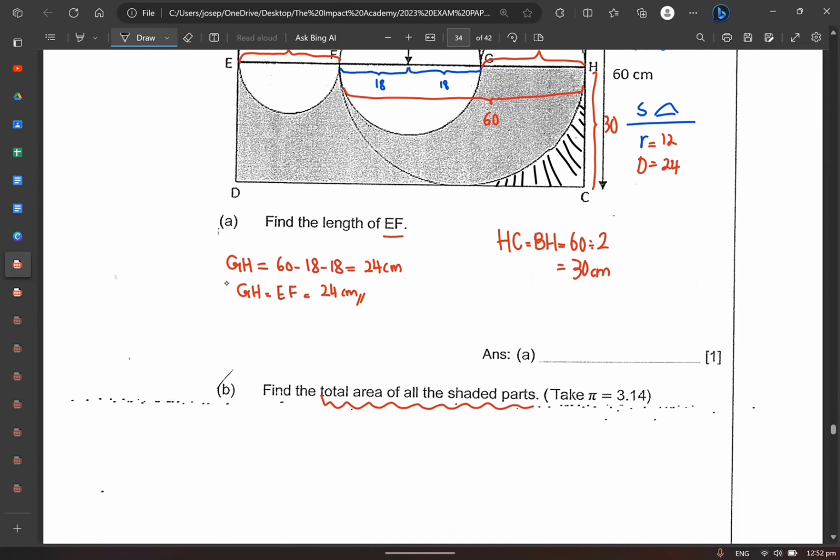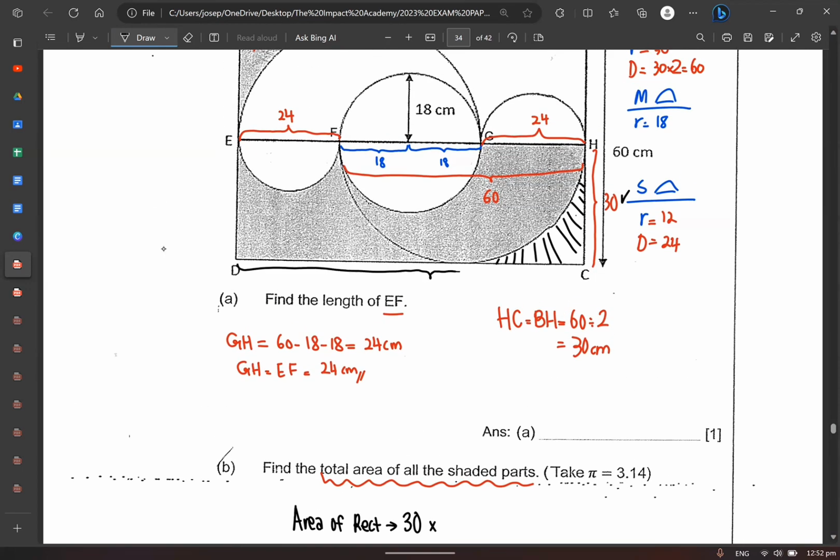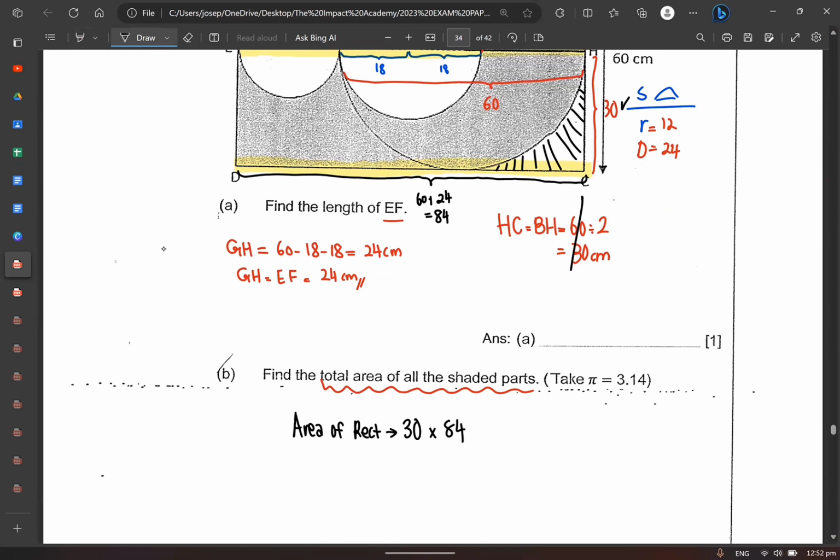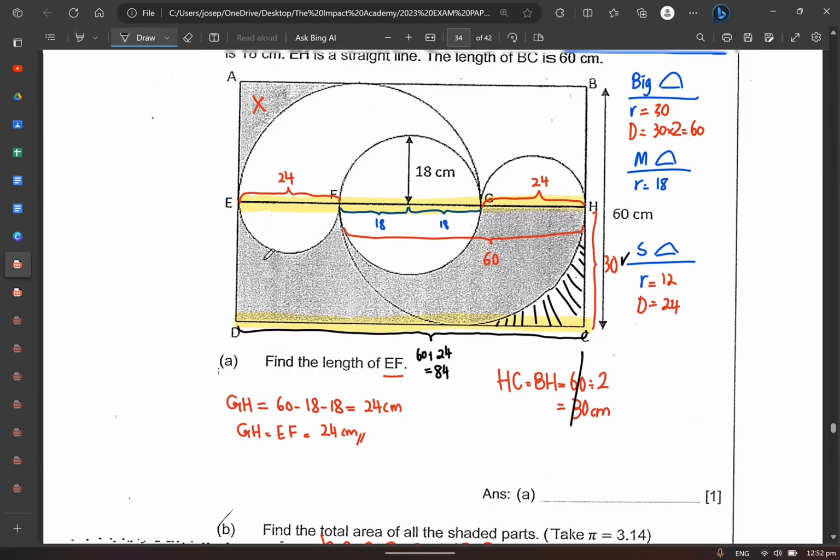Then from here itself, you can simply find the area of the rectangle. We know that this is 30, so we will do 30 times the length of the rectangle, which we have already. If we look horizontally, we have the measurements there. That is basically 60 plus 24, which gives me 84. So we do 30 times 84, and we get an answer of 2,520 centimeters square. That is the area of this rectangle.